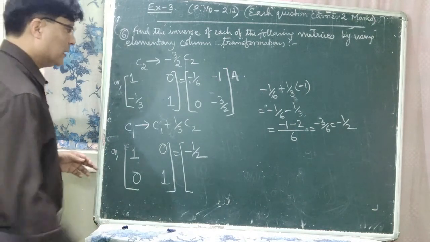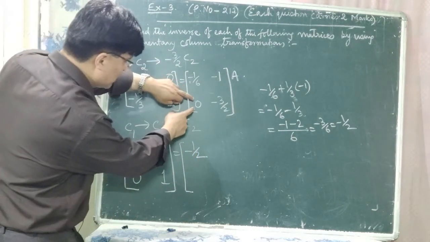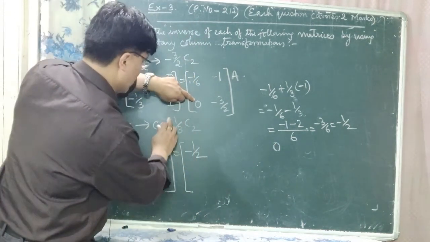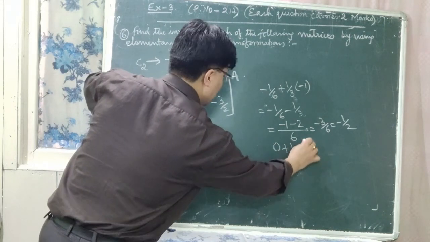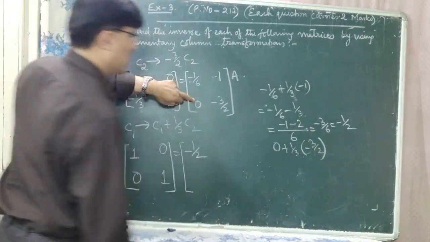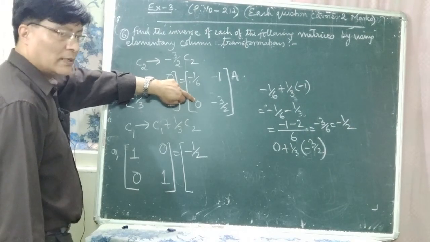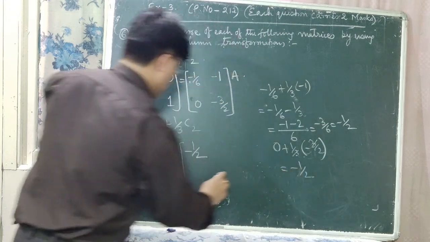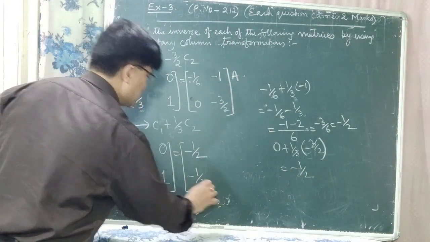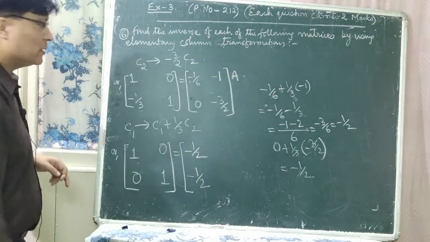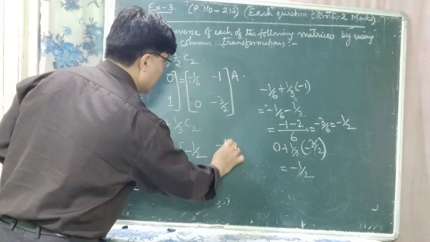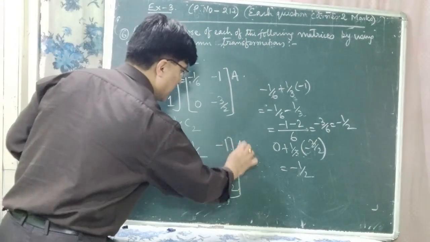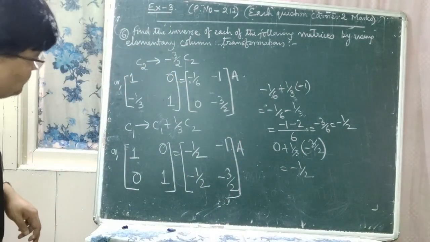Is it understood? Next, how does it change? C1 is equal to C1. C1 means 0, 0 plus 1/3 into minus 3/2, right? Is that understood? So here 3 gets cancelled, which is equal to minus 1/2. This will be your minus 1/2. Understood? Then the second column remains the same, minus 1, minus 3/2, and this is E. Is it clear now?